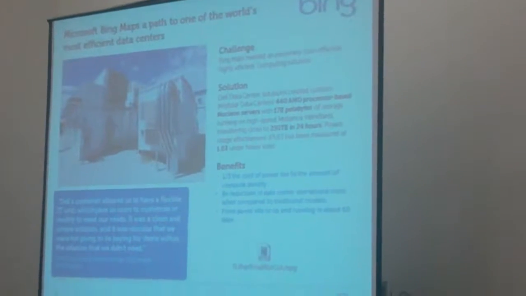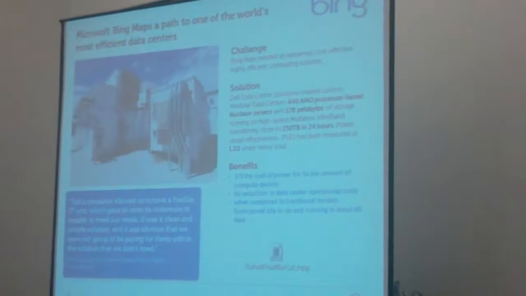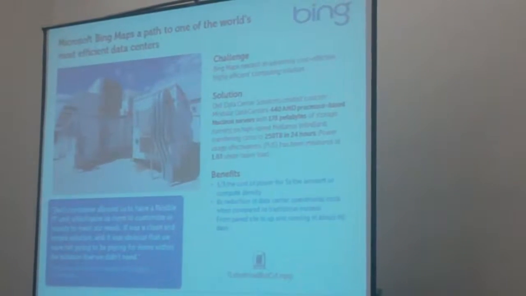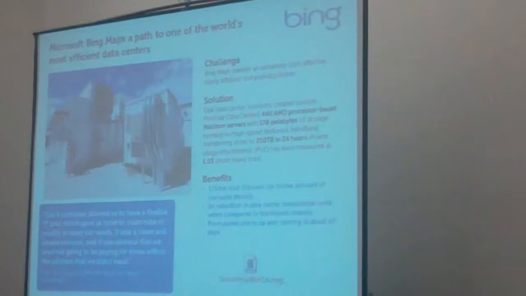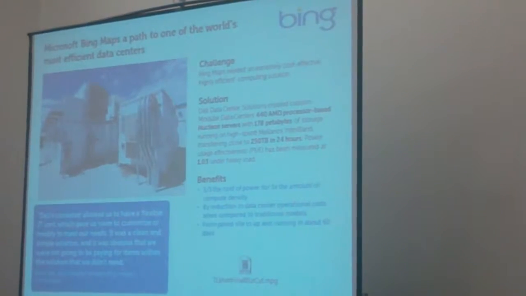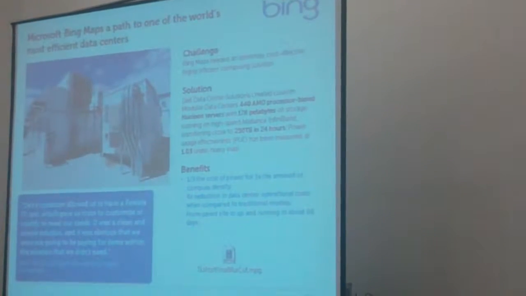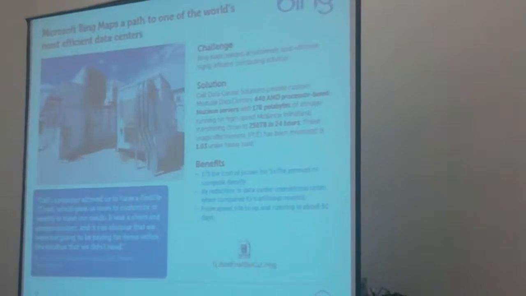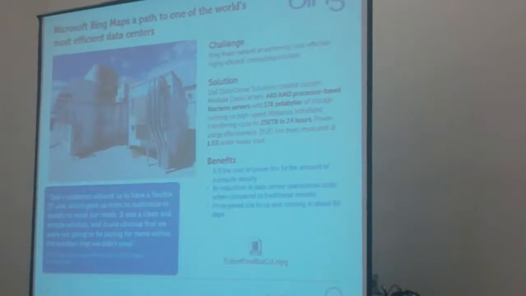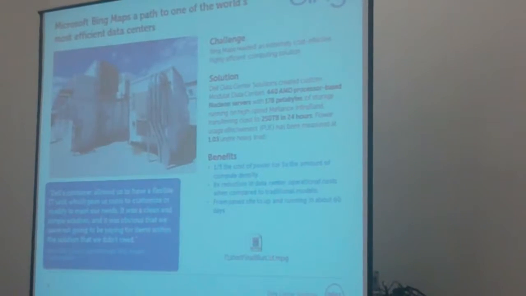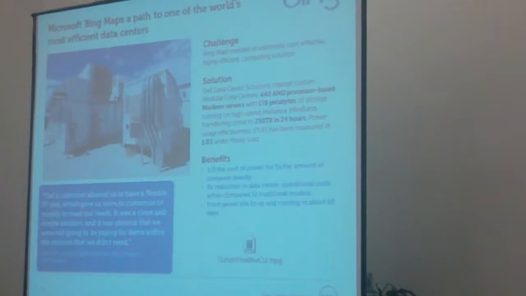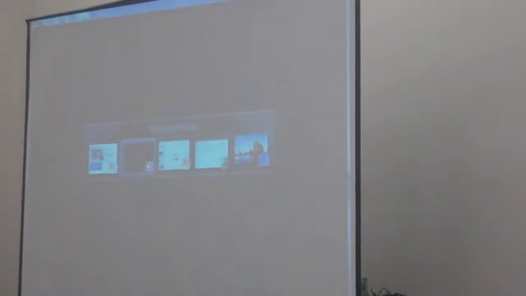So in this particular case, Bing Maps was looking at 440 servers, 178 petabytes of data, and they were trying to get an environment that's as efficient as possible, and they needed it really fast. So what they received is 8x reduction in cost to power it. What they received is 5x the capacity that they originally had. And just to give you an idea of how this stuff works, I'm going to show a brief video to help you guys understand just how fast something like this can be deployed.